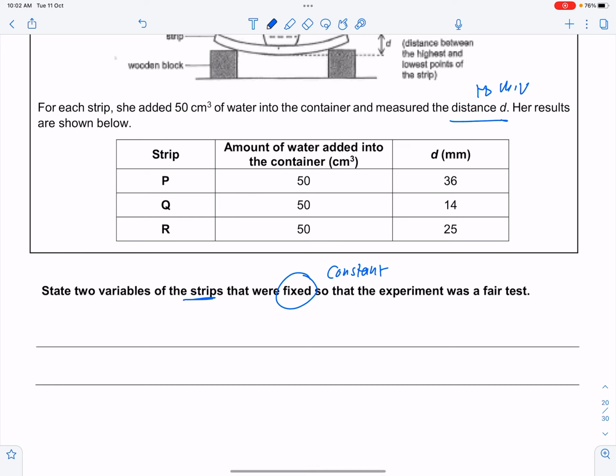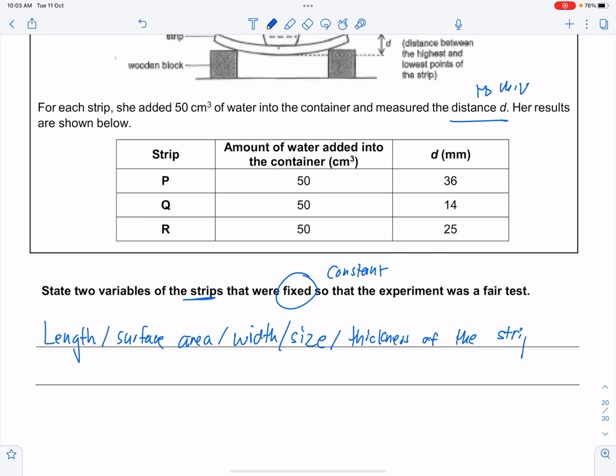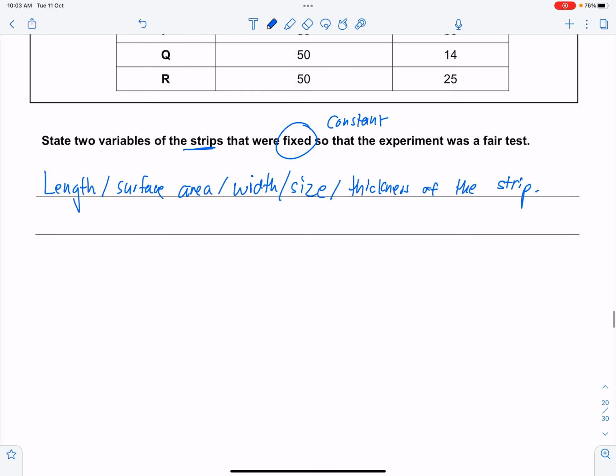Okay? So how would my answer be? I can say length, I can say surface area, I can say width size, I can say thickness of the strip. Okay, so all this should be taken into consideration and they need to be constant. Right, moving on.